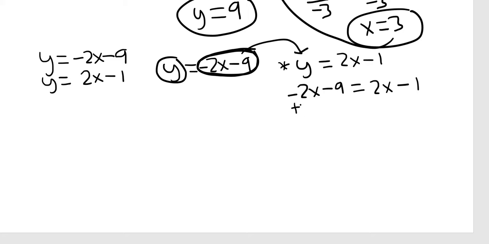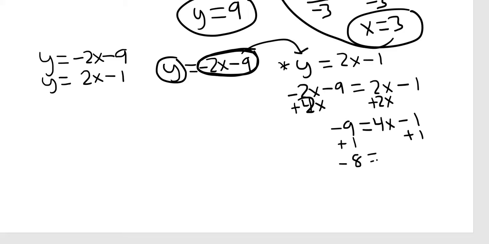Now from here, we would add 2x to both sides. So negative 9 equals 4x minus 1. Then we would add 1 to both sides. So negative 8 equals 4x. Then we would divide by 4. So x equals negative 2.